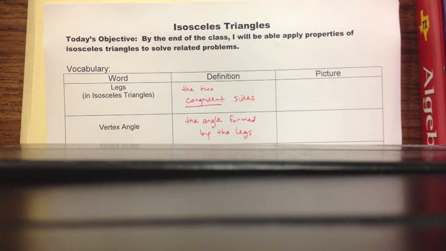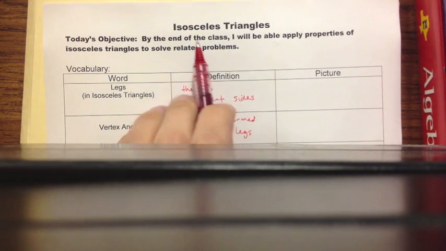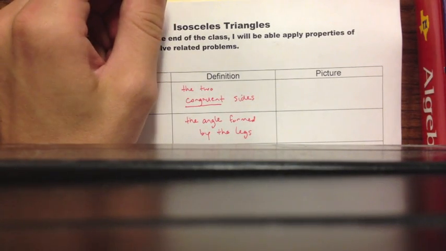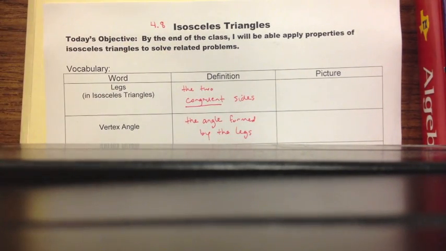Hello, Calhounians. Let's talk about isosceles triangles now. Let's call this 4-8, which is the first thing I'm going to have you write. The first part of this lesson involves a lot of vocabulary.